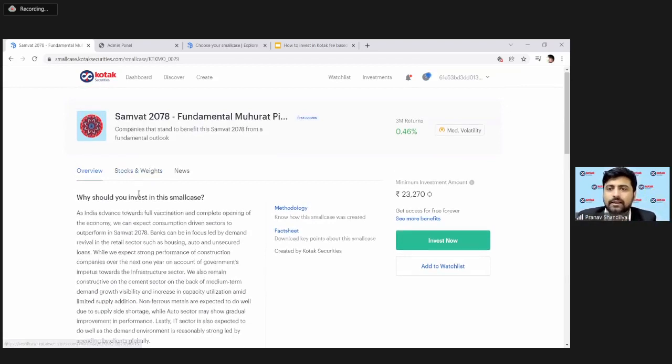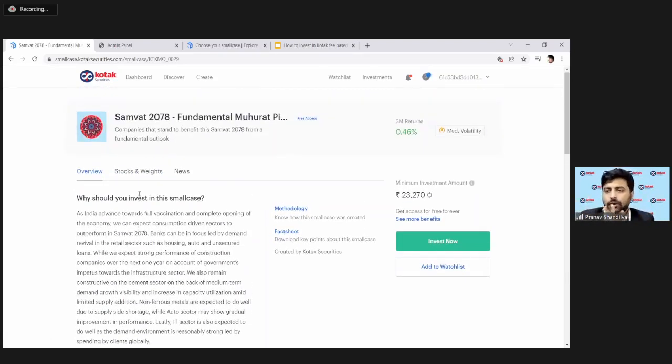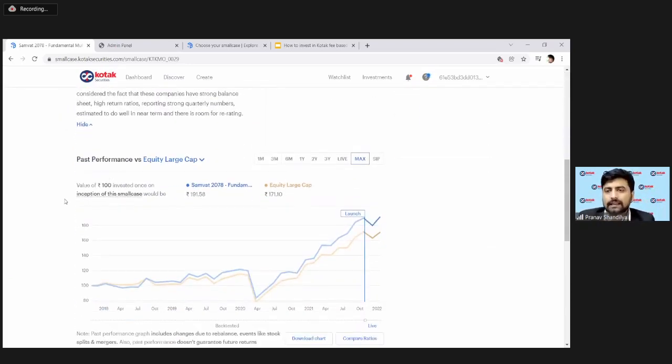Similarly, each basket comes with the most important component attached to it, that is the performance metric. If you as an investor want to figure out if this basket is delivering X amount of return or Y amount of return, then you can scroll down and see how this basket has performed over a period of time. Here we can see two graphs. One is the blue line, which depicts the Kotak basket in question, in this case, the Samvat 2078 basket. And the second one, the yellow line, represents the benchmark index. The benchmark index can be anything. It can be equity large cap index, Nifty 50. It could be equity small cap index and so on.